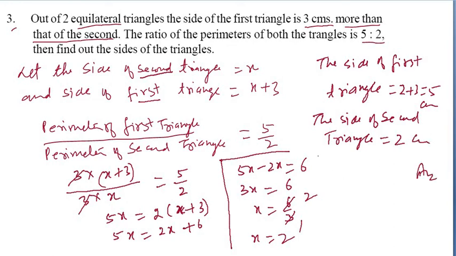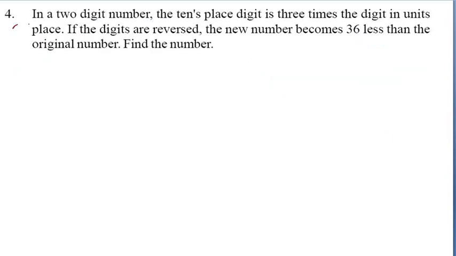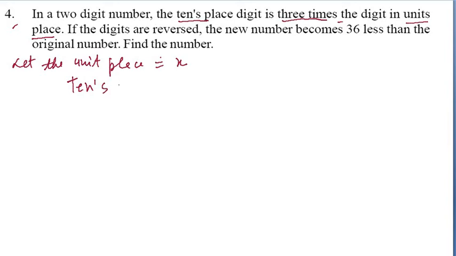You have to write the answer and you can do the verification. Now come to the fourth question. In a two-digit number, the tens place digit is 3 times the digit at unit place. Let the unit place digit be equal to x, and the tens digit is 3 times the unit place, so you can write 3x.